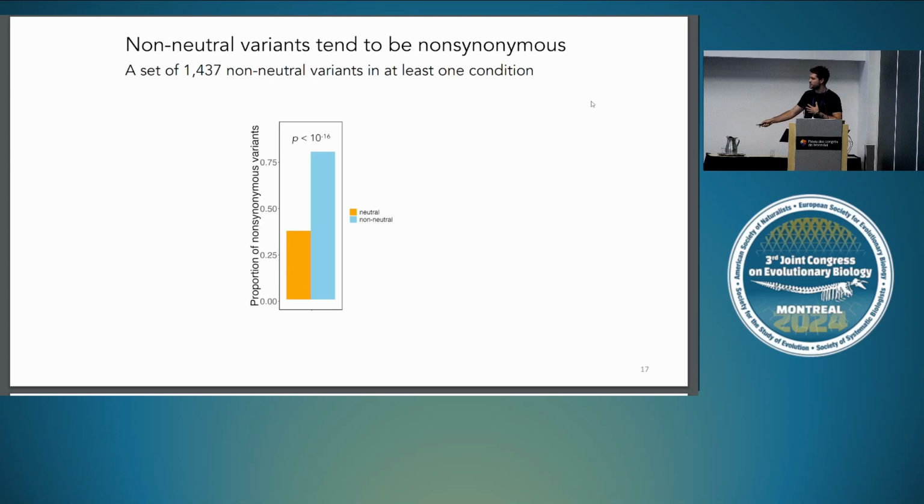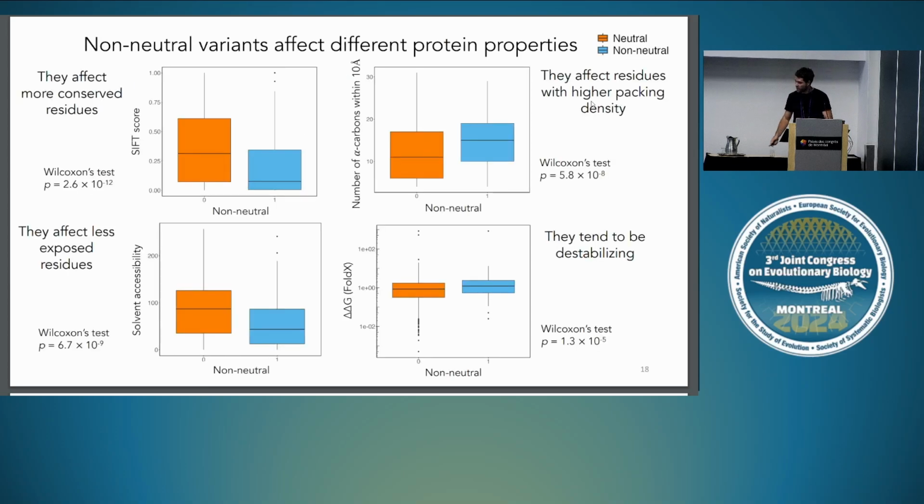And the first observation is that most of them are actually non-synonymous variants. So more than 75% of them are changing the amino acid of the proteins. And what are they doing in these proteins? So here I'm comparing the non-neutrals in blue with the neutrals in orange. And they are actually changing more conserved residues.